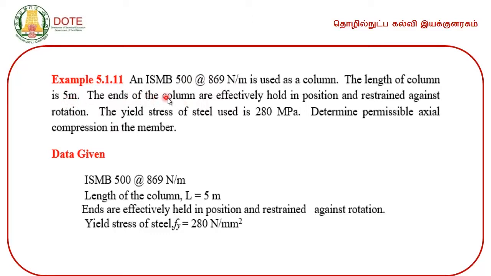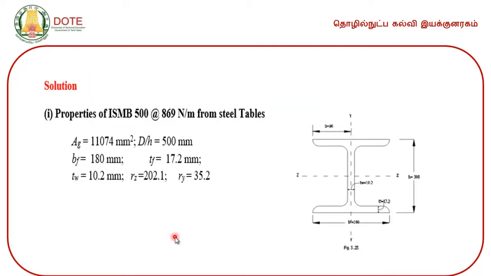So, from this end condition and the actual length, we have to calculate the effective length based on the codal provision. These are the data given, and this is a simple sketch to explain what is what, and these are all the geometrical properties which are taken from the steel table. These are all the properties that we have to bear in mind, because it is not similar to that of a tension member. Here we have to take many more properties from the steel table. So, it is more time consuming.